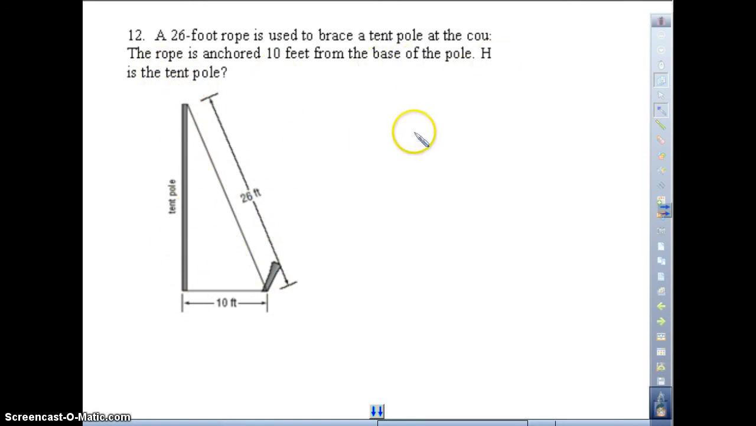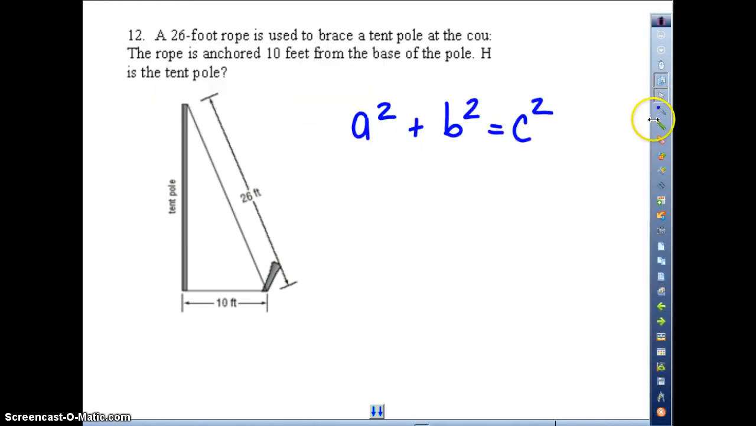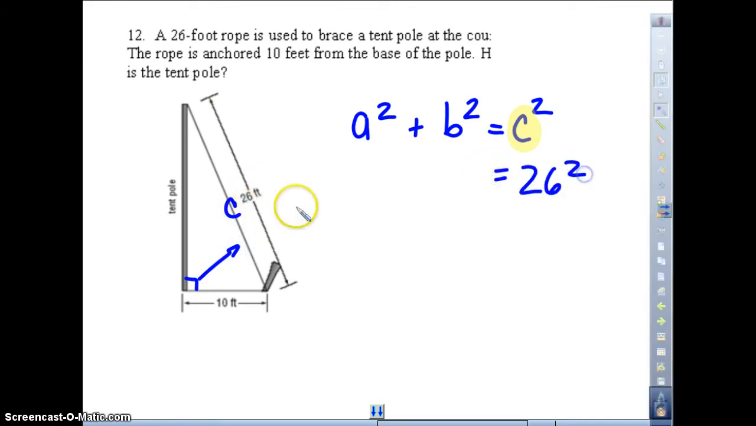All right, so we know that a squared plus b squared equals c squared applies to all right triangles. I need to label all of my pieces. The most important side to label correctly is C. If that's my 90-degree angle, then I know opposite, this has to be C. So C is 26. We can call this A and we could call this B. Let's square those numbers and see what we get.